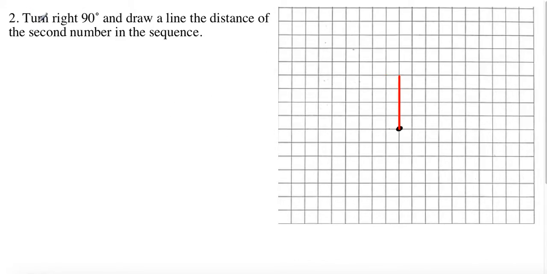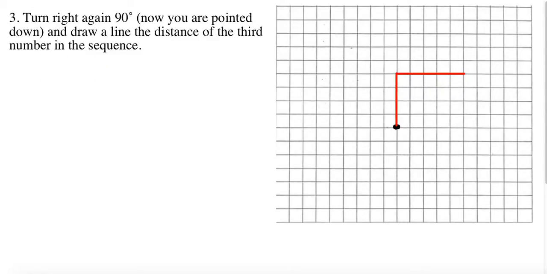Now in our next step, we're going to have to make a 90-degree turn to the right and draw a line the distance of the second number in the sequence. Now remember, we have a 4, 5, 6 sequence. So now we're going to be going 5 units to the right. 1, 2, 3, 4, 5.